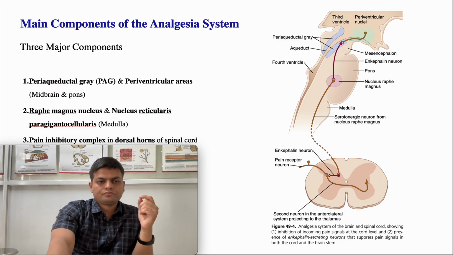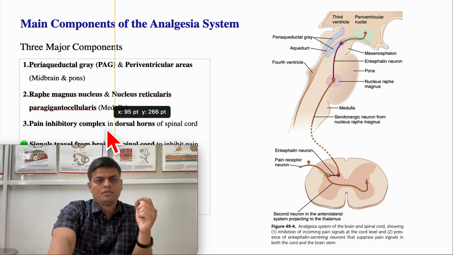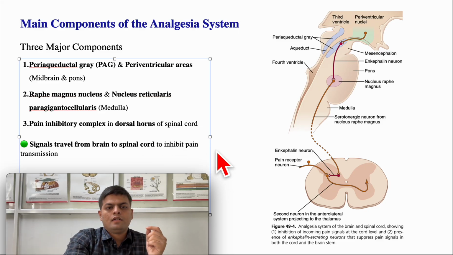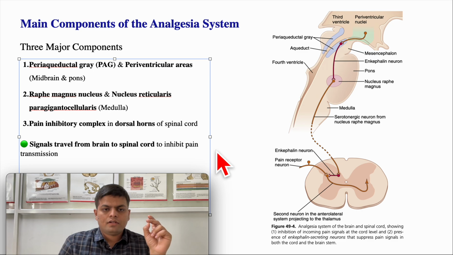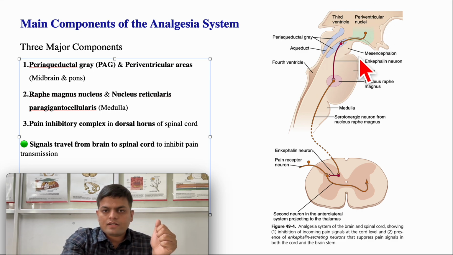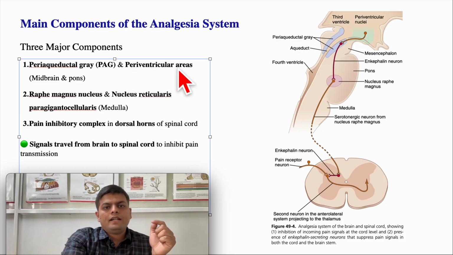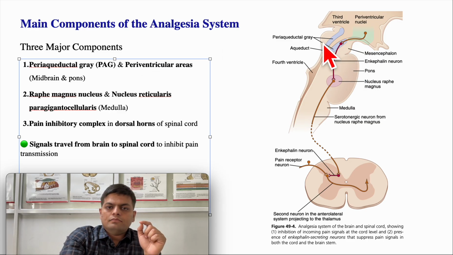Now, this slide is about the components of analgesia system. Yes. Now, there are three main components of analgesia system. Number one, periaqueductal gray. As you can see over here, this is periaqueductal gray. This is located in mesencephalon. Okay, and periventricular areas. Periventricular areas are located in both mesencephalon and pons.